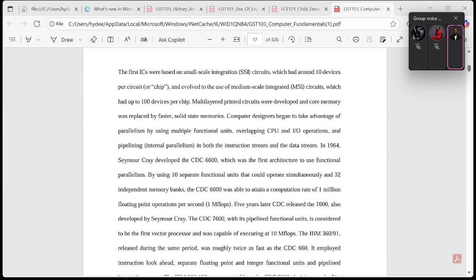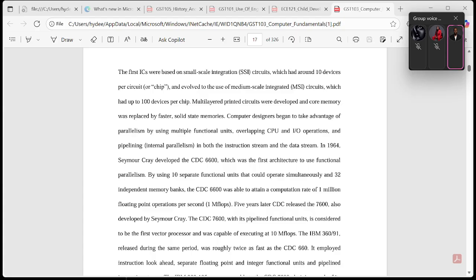Take note of the architectural systems in each of the generations. And when I say 1 MFLOPS, flops means floating point operations per second. That's the meaning of flops, how fast these things are able to operate. So don't get confused with 1 MFLOPS and 10 MFLOPS, but you know that the CDC 7600 was way better than the CDC 6600.